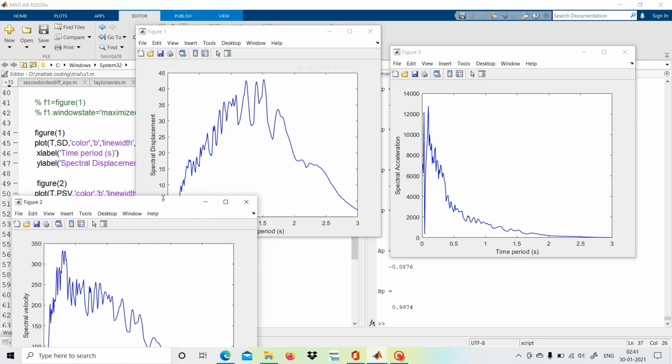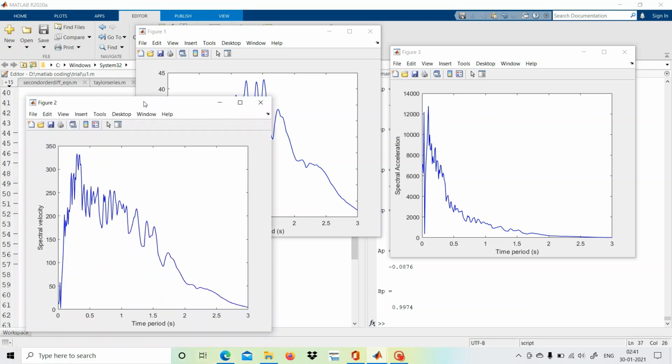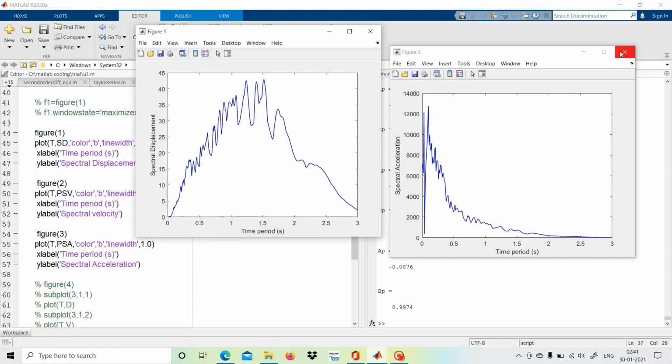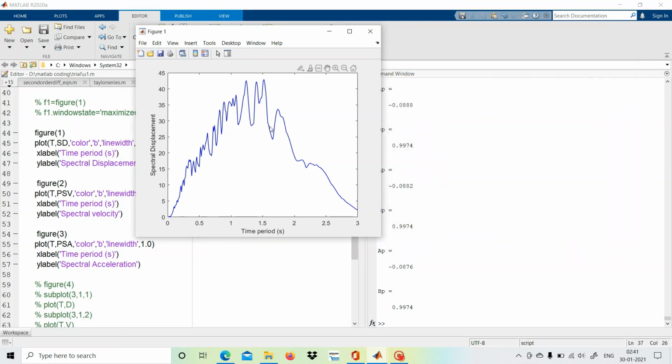So what is the benefit, or why are we interested in finding these? Suppose let us discuss displacement first. If we have any building, then we are interested in designing the building for the maximum deformation.